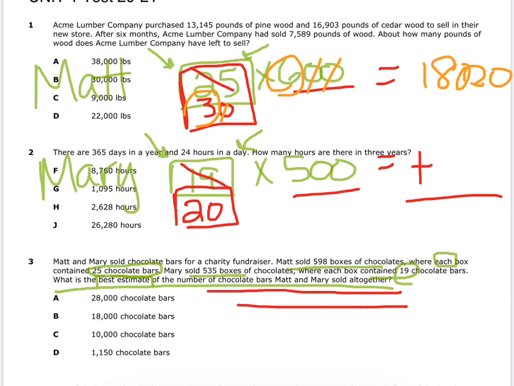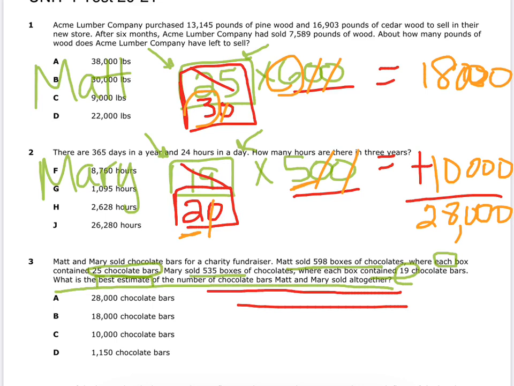Okay, and then for Mary, it's 2 times 5, which is 10, and 1, 2, 3 zeros. Okay, and then I'm going to add those zeros up, because that is a 0. Okay, and then 8 plus 0 is 8, and 1 plus 1 is 2. So they sold about 28,000 chocolate bars combined.